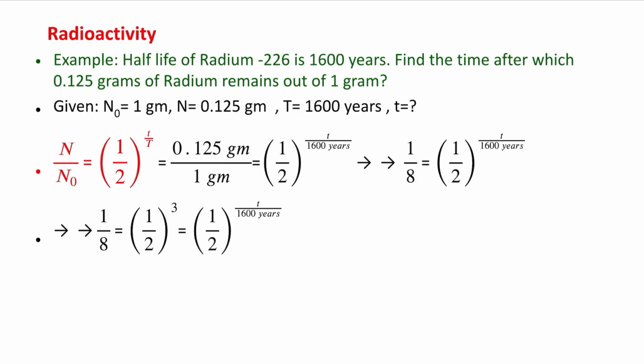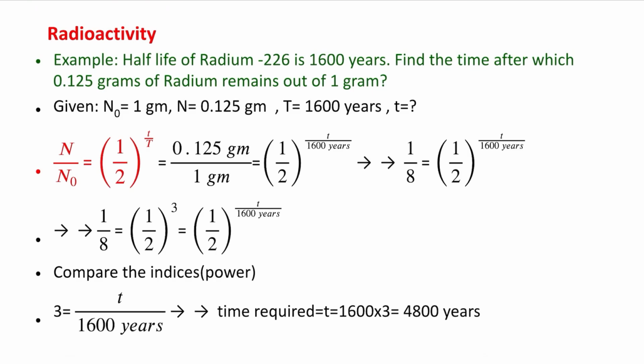So I get an expression: 0.125 divided by 1 is equal to 1 by 8. 1 by 8 is equal to 1 by 2 raised to the power t upon 1600 years. Finally, I can write this 1 by 8 in powers of 1 by 2. So 1 by 8 is equal to 1 by 2 raised to the power 3, and this is equal to 1 by 2 raised to the power t upon 1600 years.